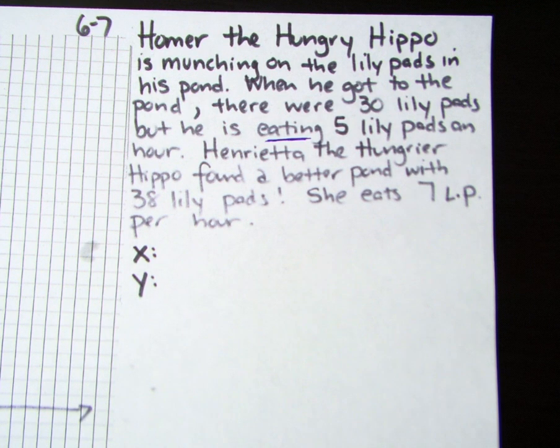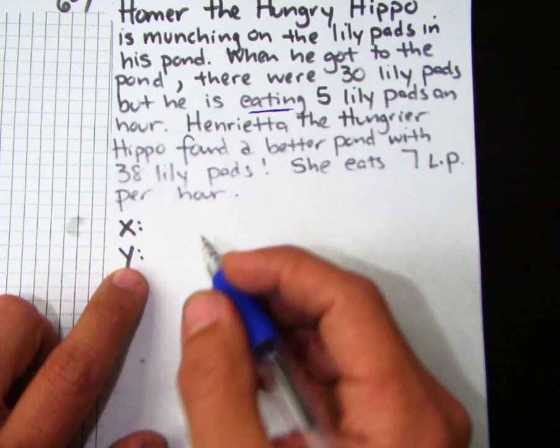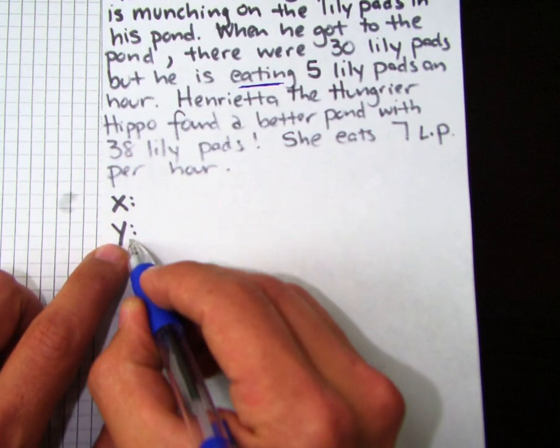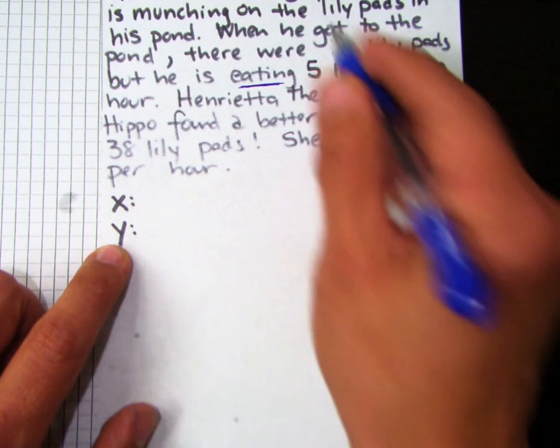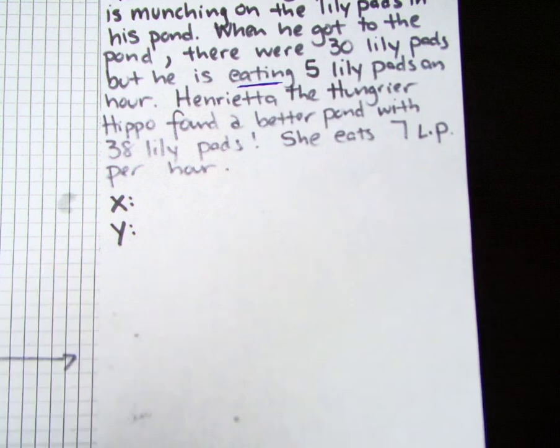So we have Homer the hungrier hippo, and we have Henrietta. Remember, we're going to go ahead and find what the x and the y, the variables, mean. But let's look at the word problem. What does it say? It says that you have, who's the first one? Homer. So why don't we write Homer? Okay? So go ahead and write Homer right now.